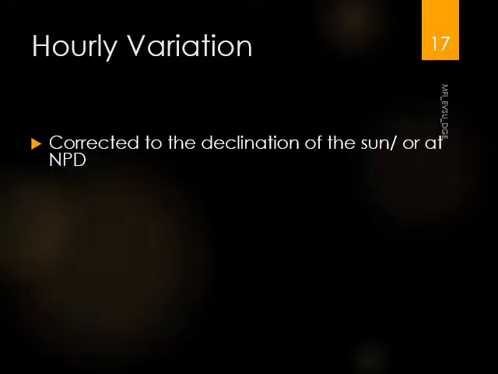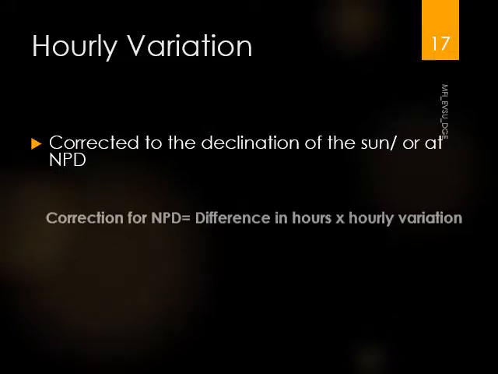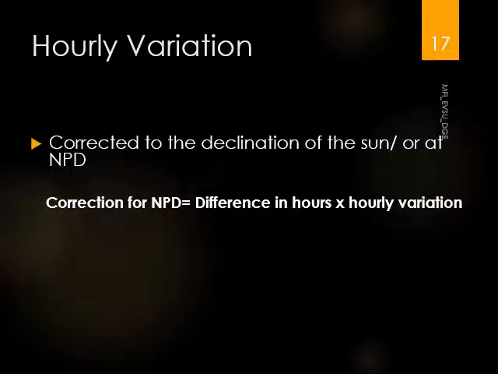Okay? So, this is the hourly variation. Again, this is applied to our declination or the north polar distance of the sun. So, this is corrected to the declination of the sun. The correction to be applied for MPD is just the difference in hour times your hourly variation. So, what do you mean by difference in hours? And ano yung ating hourly variation?